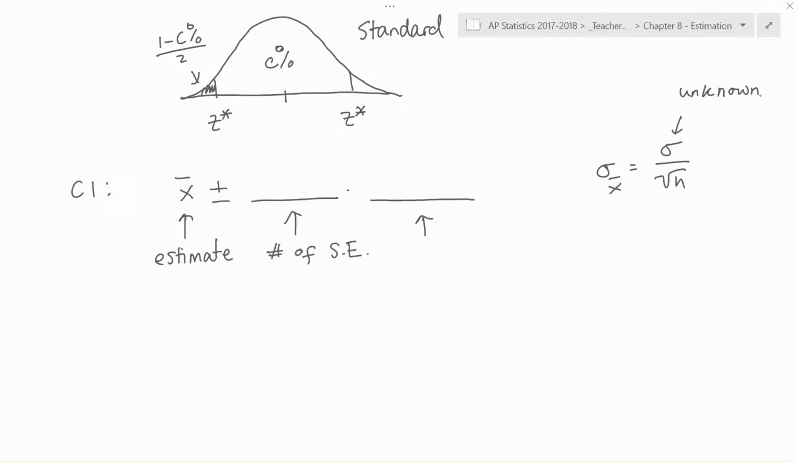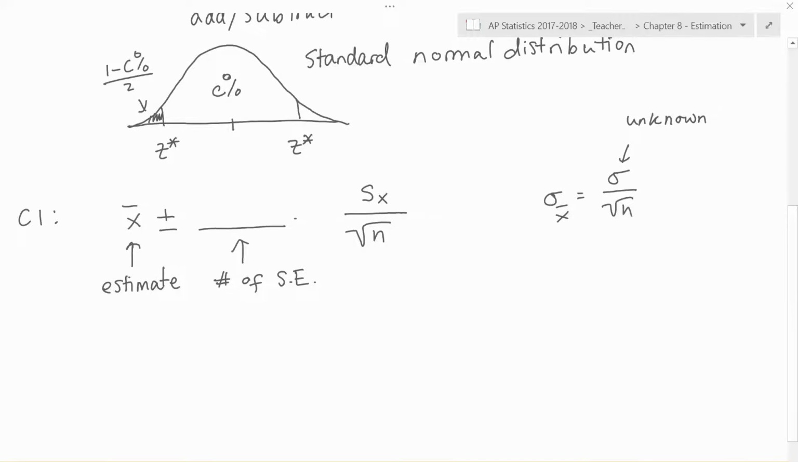So like we did with proportions, we're going to estimate the standard deviation, where usually it's just called standard deviation of X, or sometimes it's just S, but I'll just have it refer to the standard deviation of the sample over the square root of n. So instead of taking the standard deviation of the whole population, we're estimating the standard deviation of the population with a sample standard deviation.